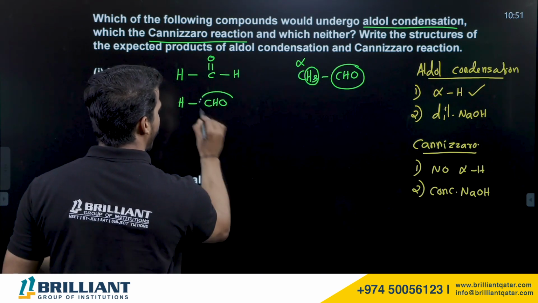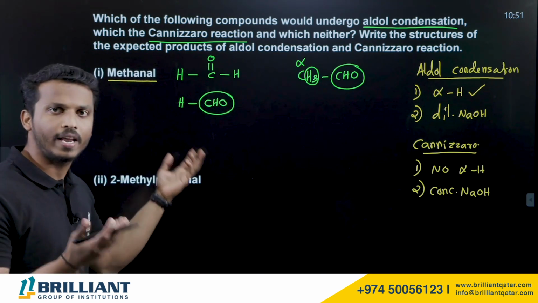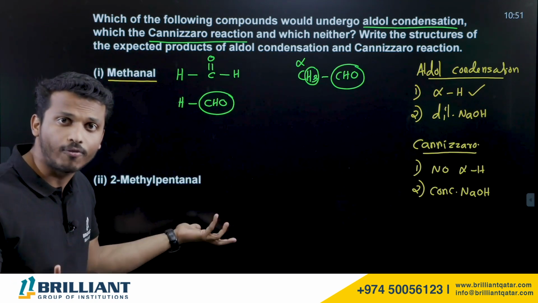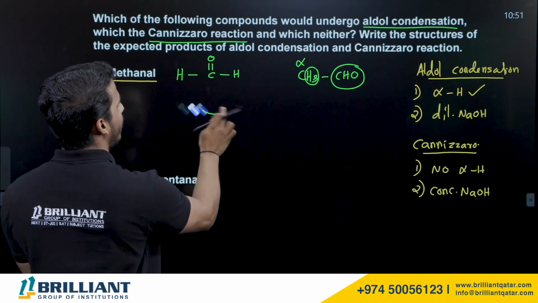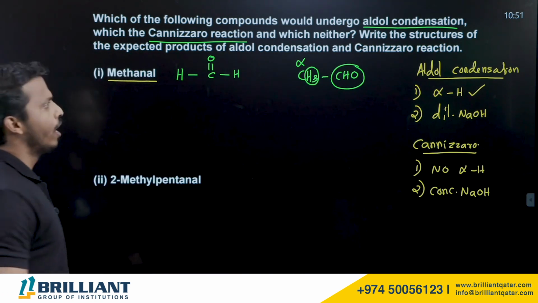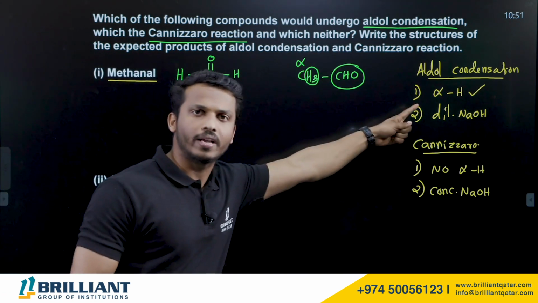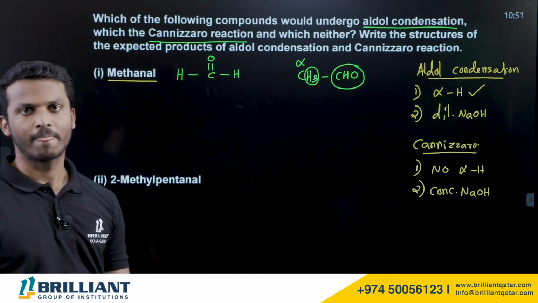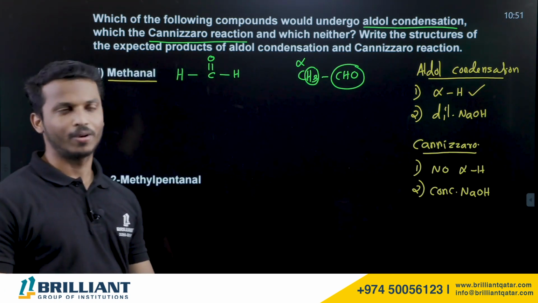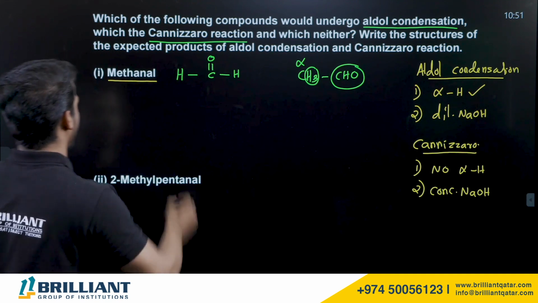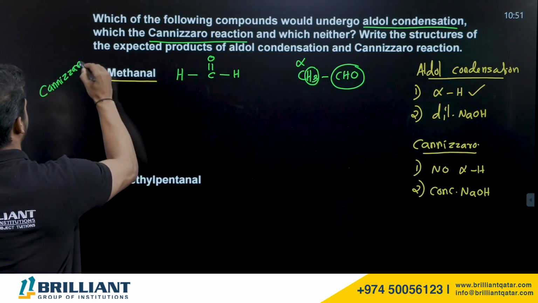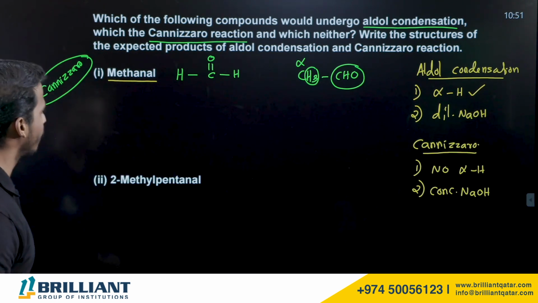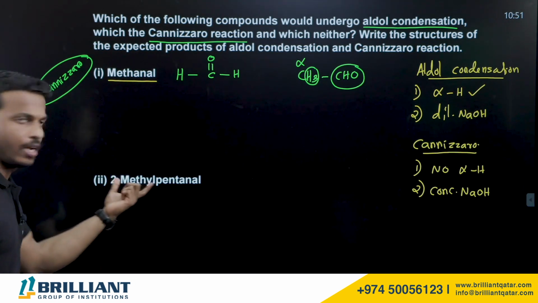What is this compound? HCHO. This is the functional group. Dear student, is there any alpha carbon nearby? No. So no alpha hydrogen. It doesn't contain any alpha hydrogen. So tell me whether it can undergo aldol condensation or Cannizzaro reaction. Cannizzaro reaction, because it doesn't contain alpha hydrogen. So let me mention, it can undergo Cannizzaro reaction.